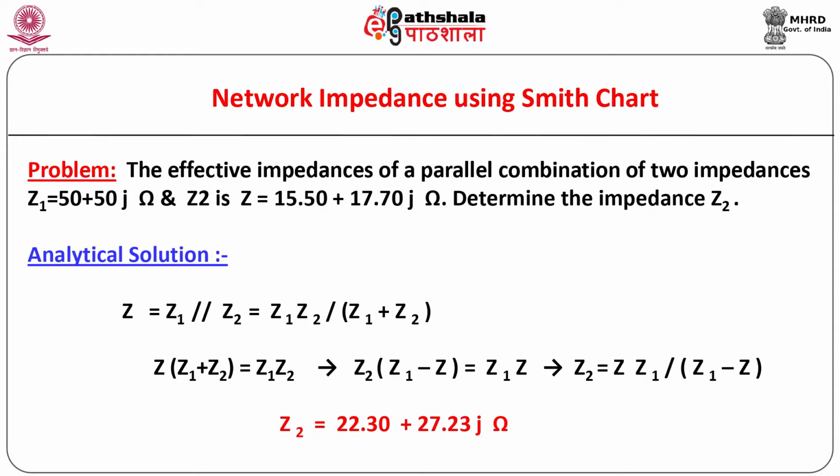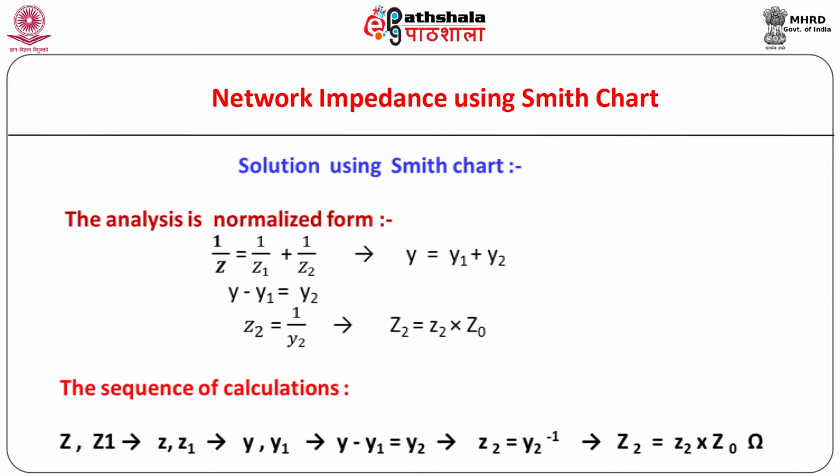Now, let us consider a simple problem. The problem reads like this: the effective impedance of a parallel combination of two impedances Z1 and Z2 is Z. Determine the impedance Z2. The problem can be solved analytically as shown, and the answer is Z2 equal to 22.30 plus 27.23j ohm approximately. Use of Smith chart gives the solution in an easy manner.